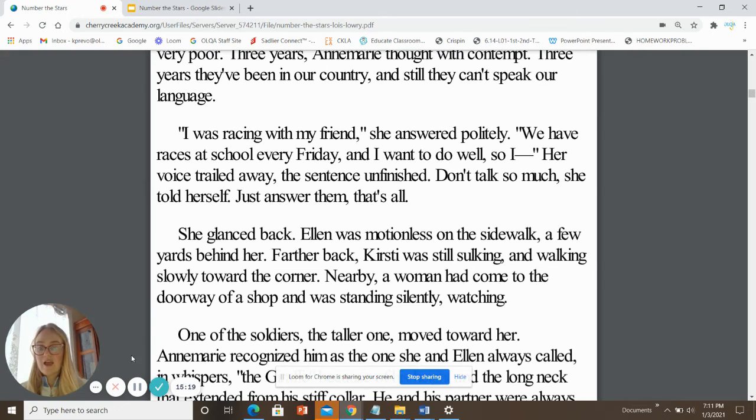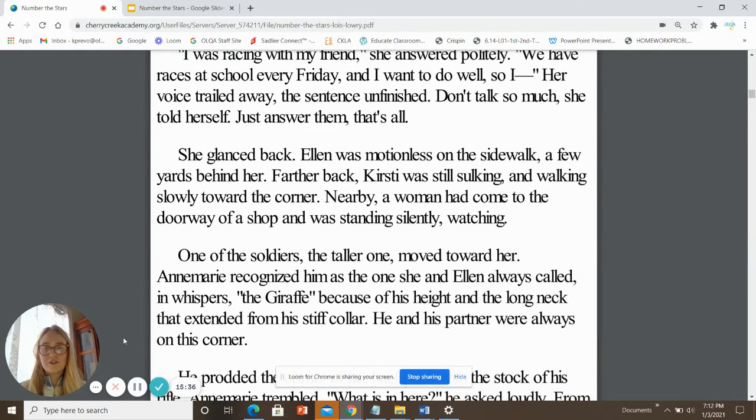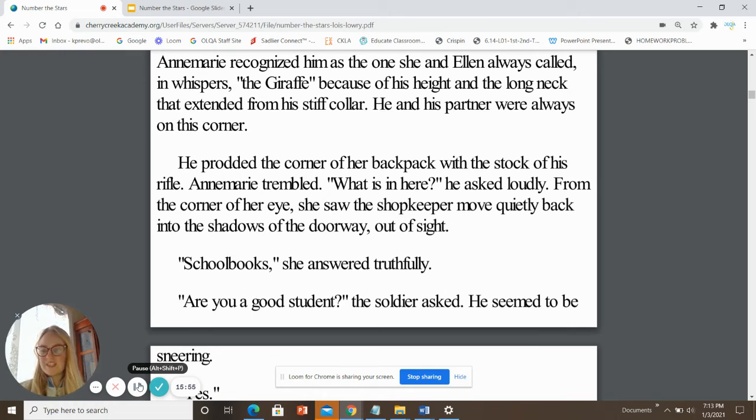She glanced back. Ellen was motionless on the sidewalk, a few yards behind her. Farther back, Kirsty was still sulking and walking slowly toward the corner. Nearby, a woman had come to the doorway of a shop and was standing silently, watching. One of the soldiers, the taller one, moved toward her. Anne-Marie recognized him as the one she and Ellen always called, in whispers, the Giraffe, because of his height and the long neck that extended from his stiff collar. He and his partner were always on the corner. He prodded, which means he touched, the corner of her backpack with the stock of his rifle.